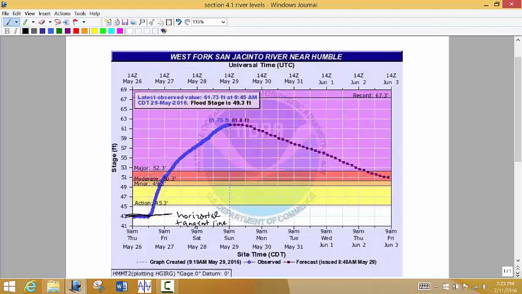Now, it looks like at some point on May 26th, it starts to increase. Notice that the river starts to go up to 45 feet, 47 feet, and continues to increase. And then by Saturday at 9 a.m., it's above 57 feet. It continues to rise, continues to rise. It looks like it maxes out at about 61.8 feet.